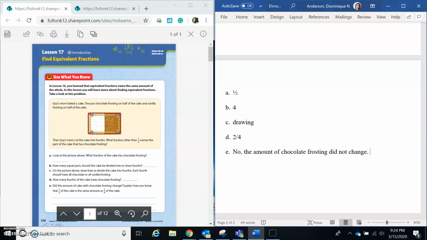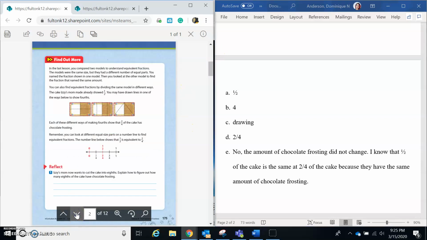How do you know, or explain how you know that 1/2 the cake is the same amount as 2 fourths of the cake? So I know that 1/2 of the cake is the same as 2 fourths of the cake because, why are they the same? Because they take up the same amount. They have the same amount of, we'll say, chocolate frosting, because that's what we were working on. Good job, guys. Next page.